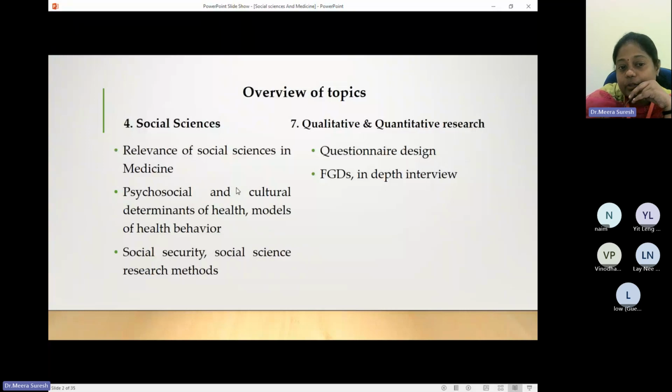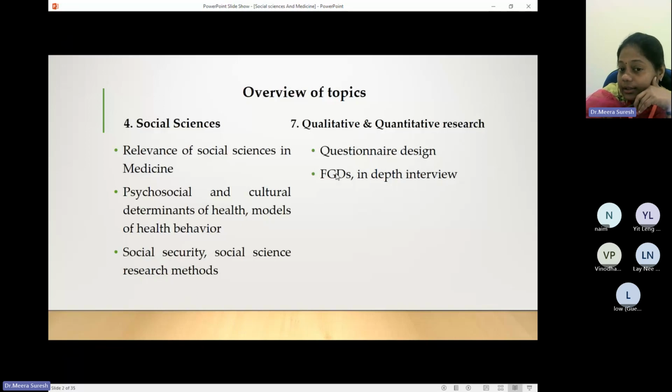So under social sciences, you need to learn the relevance of social science in medicine, the psychosocial and cultural determinants. Some of it we have already learned when we were doing the natural history of diseases, the concept of health, the environmental concept, ecological concepts. We have dealt with it there. It's just some repetition. Then there is social security and also social science research methods. And from there, we will go to qualitative and quantitative research.